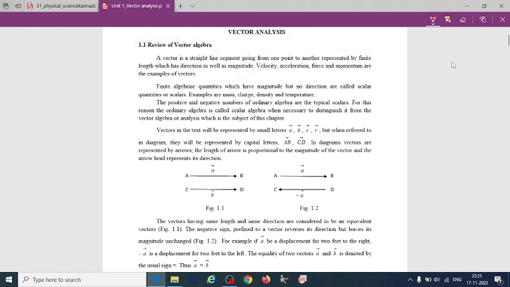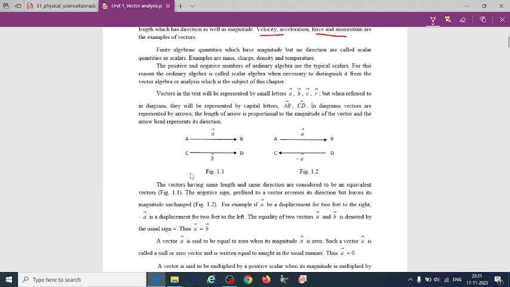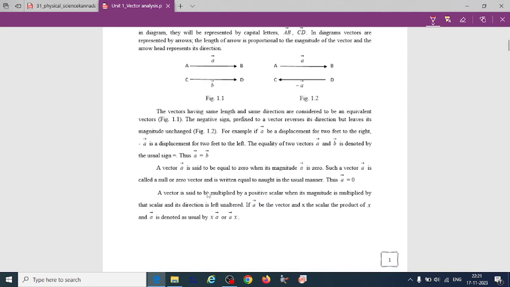As we know, vectors are physical quantities which have direction as well as magnitude, like velocity, acceleration, force, momentum. And scalars only have magnitude but they don't have direction. Just try to understand the definition. And one of the important questions or formulas related to vector algebra you need to remember.